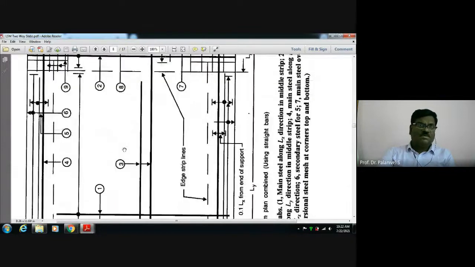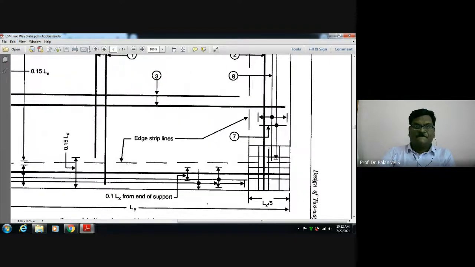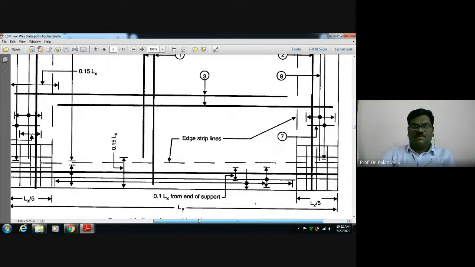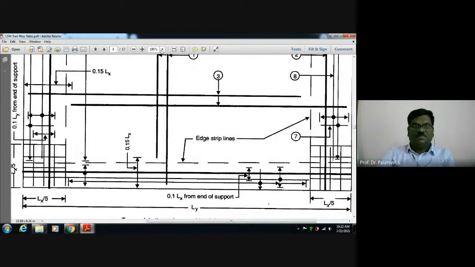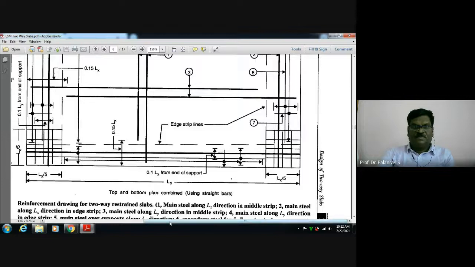Actually, the book. Can I do this one? Which one? View, rotate view. I will just rotate it for you. Oh, this cannot be rotated. It's a PDF file. Why is it not rotating? Oh, rotating is possible, clockwise. Yeah, now it's visible. Very good. So I will reduce the percentage to 150. You can see it fully. Yeah, now it's available. Very good.